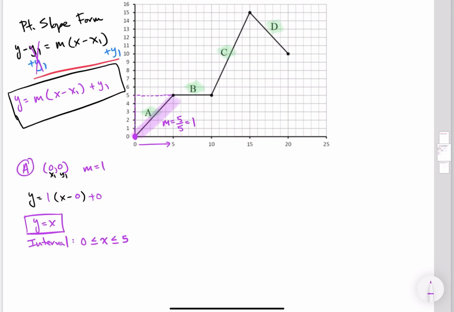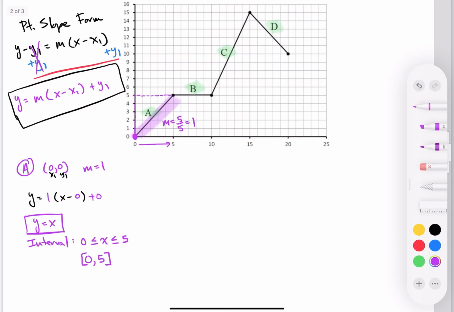Some teachers will go ahead and have you guys write it with brackets and parentheses. Now the brackets just means that it includes the 0 and it includes the 5. Now the parentheses will just state that it does not include that value. And I'll give you an example of that for this next one. So the next piece that we're going to be looking at is part B.